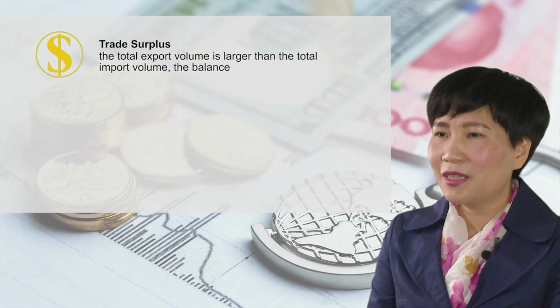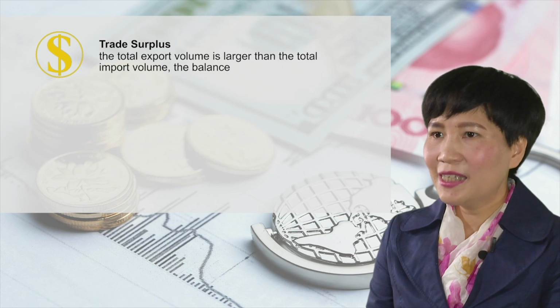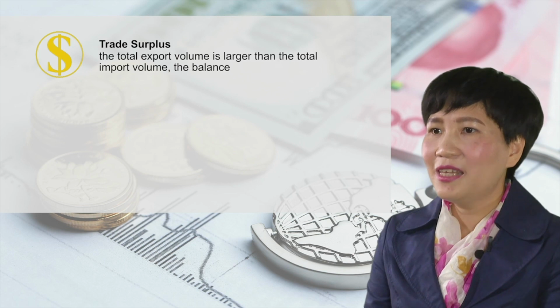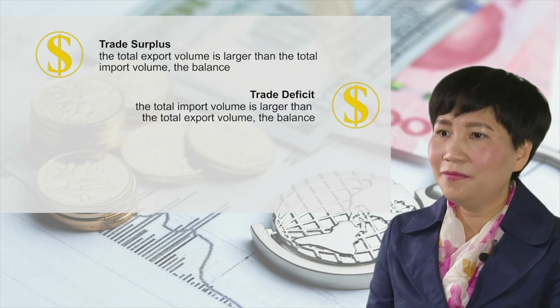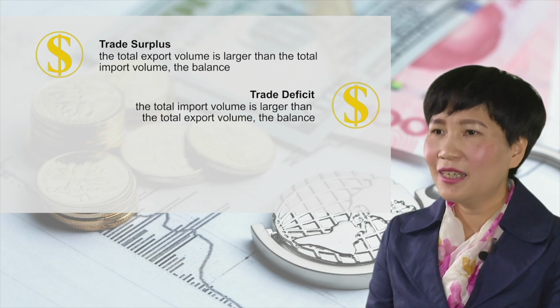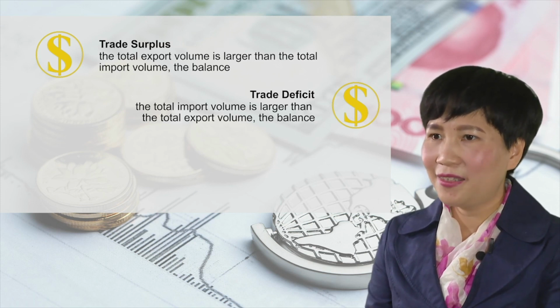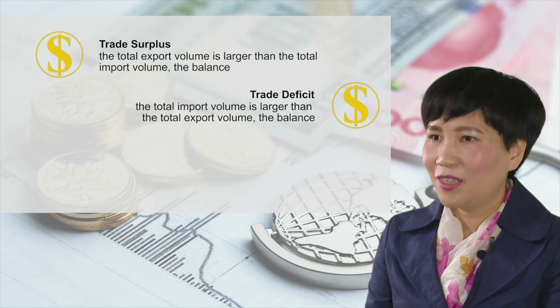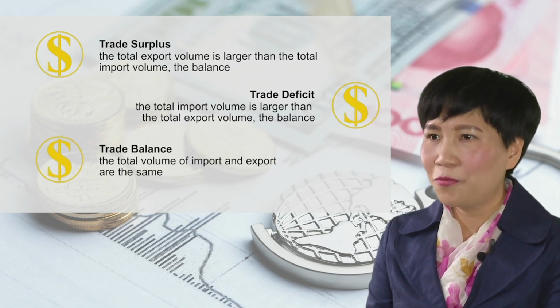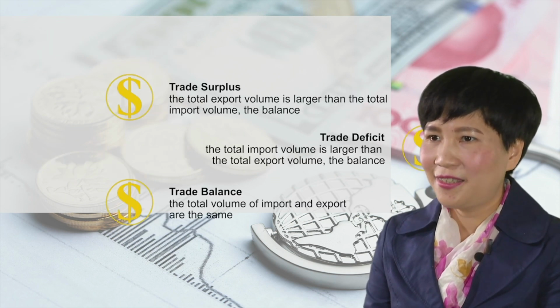In cases where the total export volume is larger than the total import volume, the balance is called trade surplus or favorable trade balance. In case the total import volume is larger than the total export volume, the balance is called trade deficit or adverse trade balance. When the total volumes of import and export are the same, it is called trade balance.